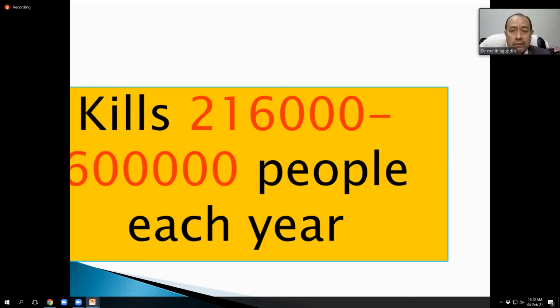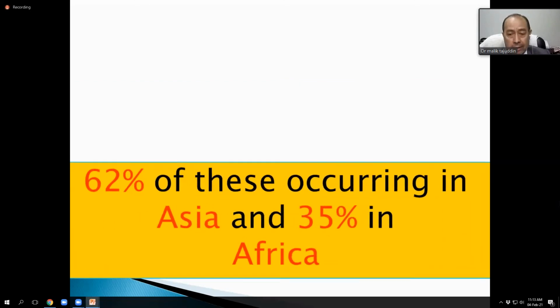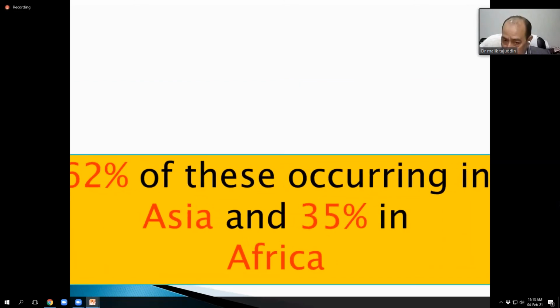There are other diseases which are causing silent deaths and continuous infections, so we have to work over them. It doesn't mean we do not work on this. We have to think about that as well. More disastrous thing is that among these near about 2.16 lakh deaths, 62% of these are in Asia and 35% are in Africa.